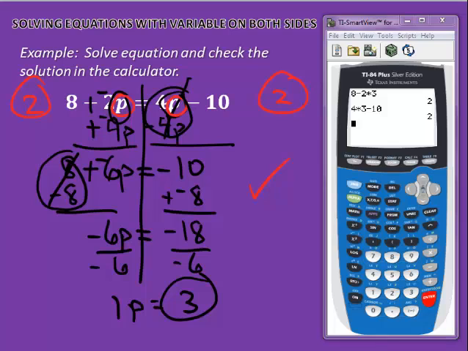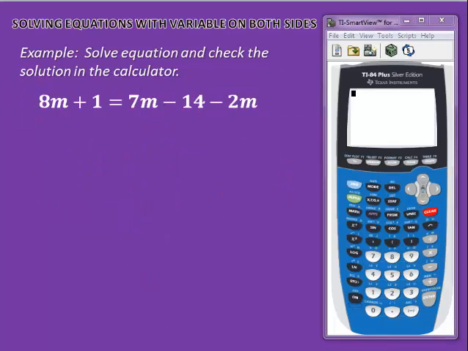Right, last example, there's going to be a little combination of what we did in the last lesson and what we're doing in this lesson. Alright, so we have 8m plus 1 equals 7m minus 14 minus 2m.